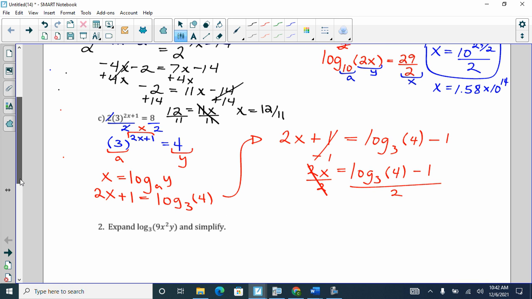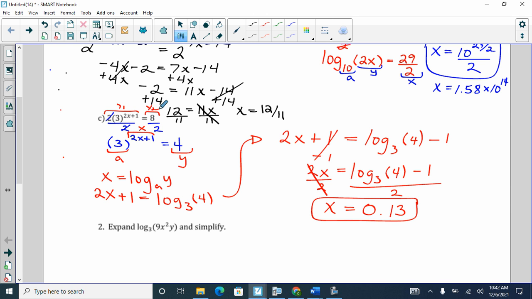I get x equals 0.13. Can we y1, y2 the original? To check it? Yep. Type this in, y1, y2. y1, y2. Typing in the original, nothing we've touched.